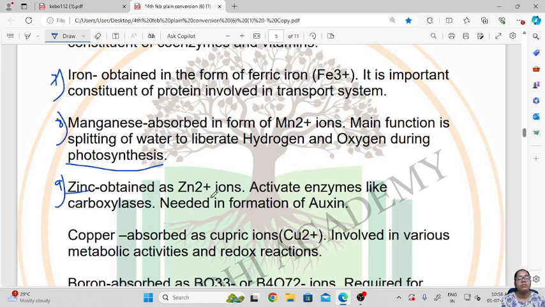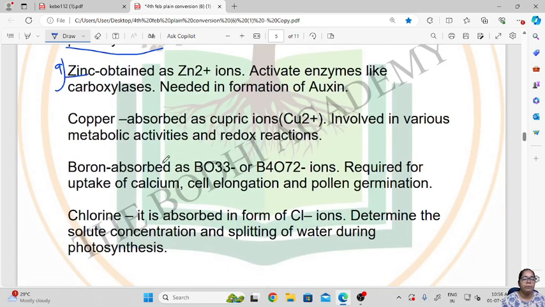Zinc obtained as zinc ions activates enzymes like carboxylase needed in formation of auxins. So zinc is essential element which is helping in the formation of auxin. Auxin is a hormone which helps in the shoot development. Then comes your copper, observed as cupric ions involved in various metabolic activity and redox reaction.